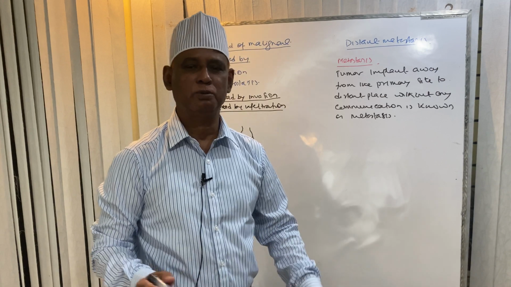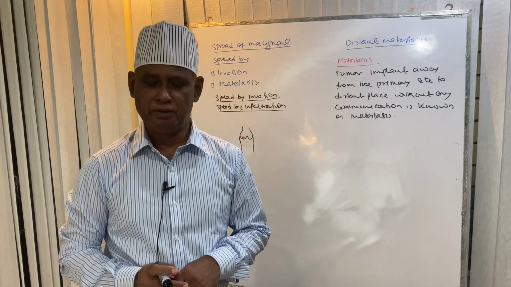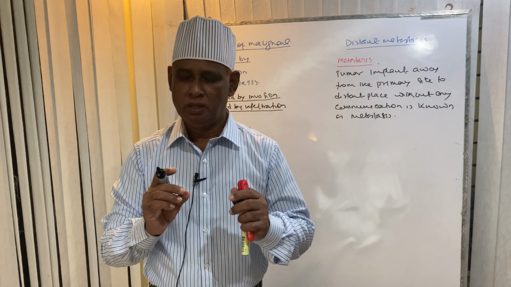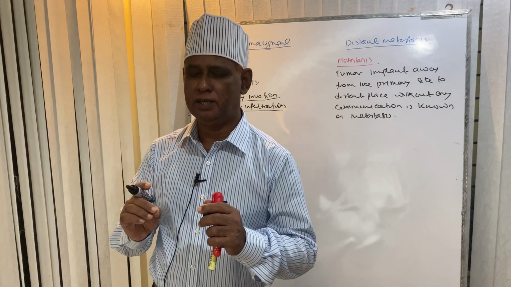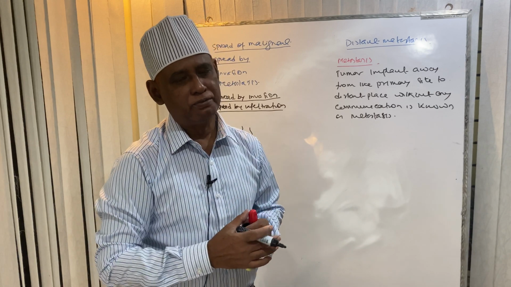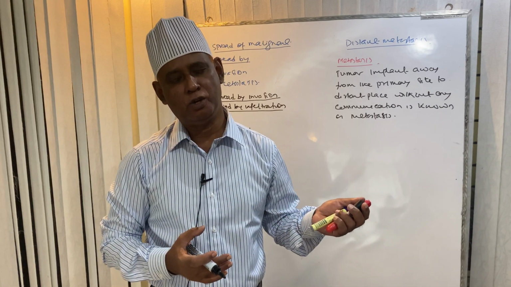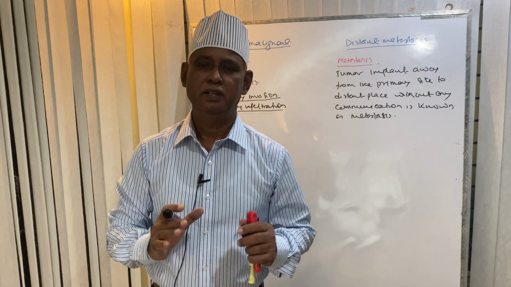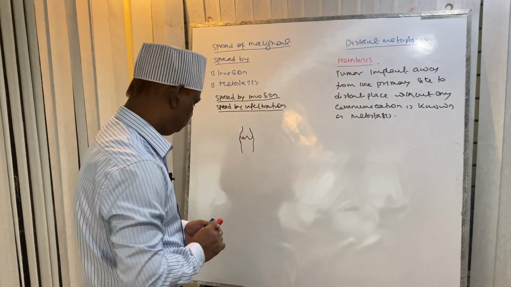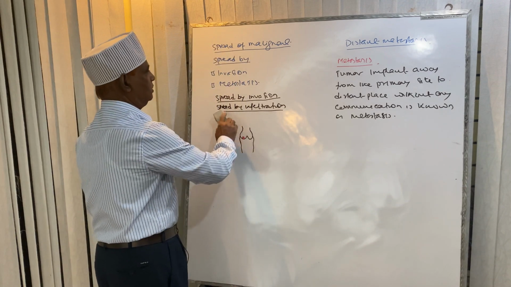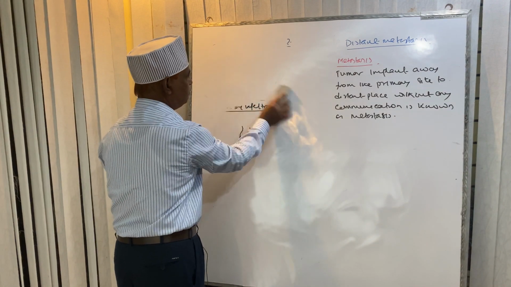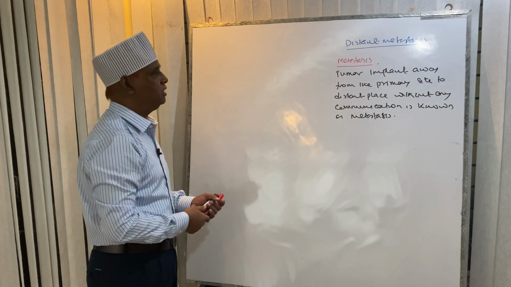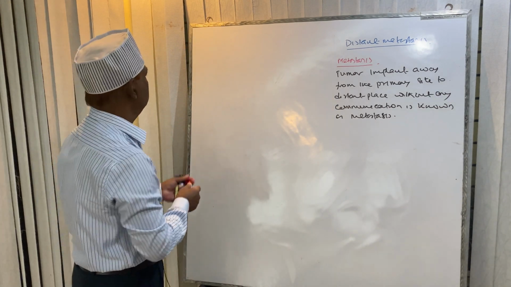If anybody suffers from carcinoma of the prostate, the prostatic carcinoma is the primary tumor. If the cells of the prostatic cancer go to lung and form a second tumor, it is called secondary tumor or metastatic tumor, and the cancer of the prostate is here the primary tumor or primary site. So, tumor implant away from the primary site to a distant place without any communication is known as metastasis.